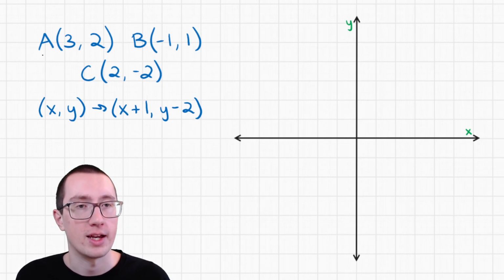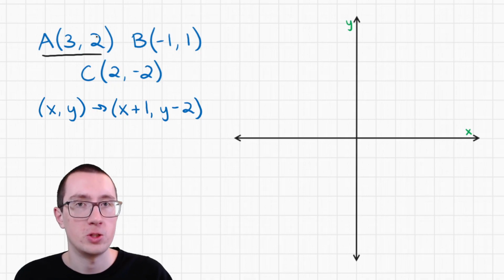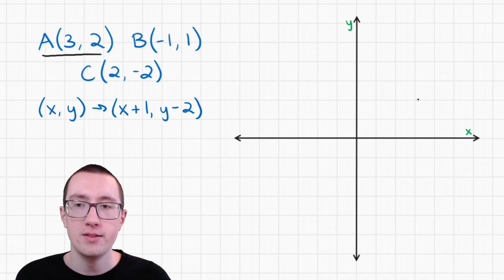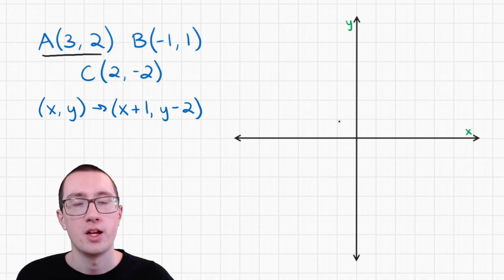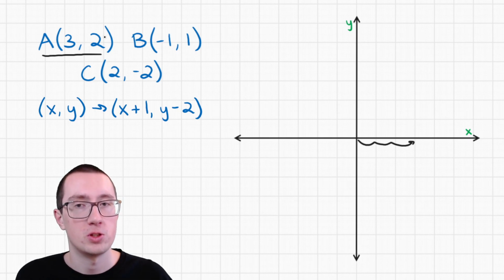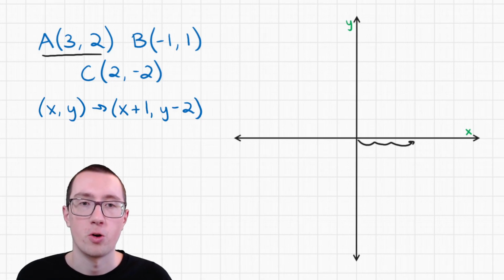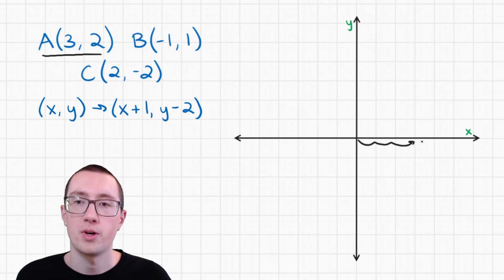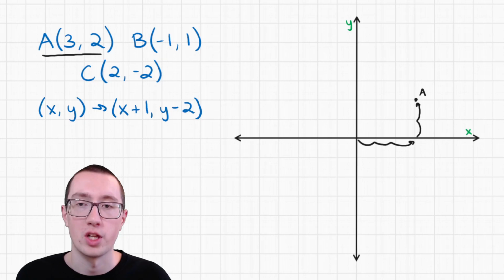So let's start with point A. Point A is (3, 2), and it always goes x first and then y. So x is 3, and x is left and right, and positive numbers are to the right. So we need to go 3 squares to the right. And then our y value is 2. Y is up and down, and positive numbers go up. So in addition to going 3 squares to the right, we also need to go 2 squares up. And this is going to be the final location of point A, and we'll label it A.